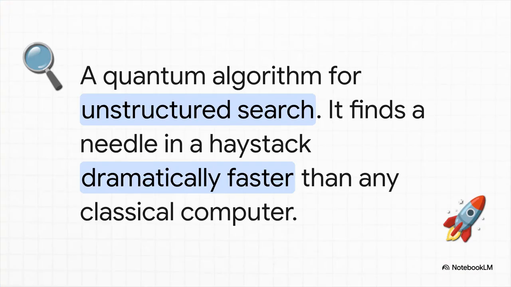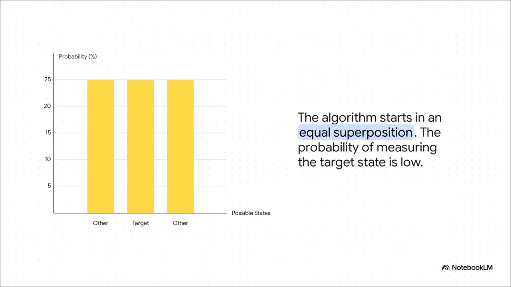A fantastic example of this is an algorithm called Grover's search. Imagine you're looking for one specific name in a massive, totally unsorted phone book. Classically, you just have to slog through it, right? On average, you'd check about half the names. Grover's algorithm, though, can find it dramatically faster, a huge speed up for this kind of messy search problem. So how on earth does it work?